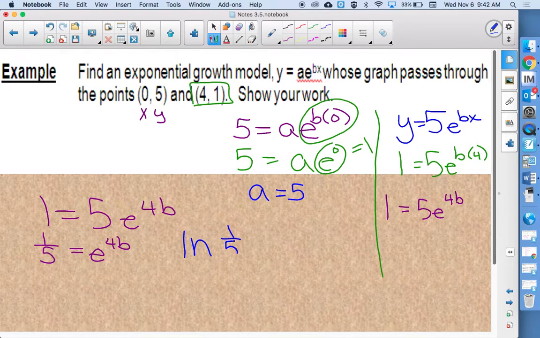Excellent. So the natural log of 1/5 is equal to 4b. And then to get b by itself, we're taking the natural log of 1/5 divided by 4. Emma, 3 decimal places. What do you get there? -0.406.